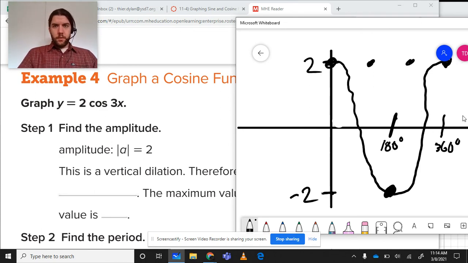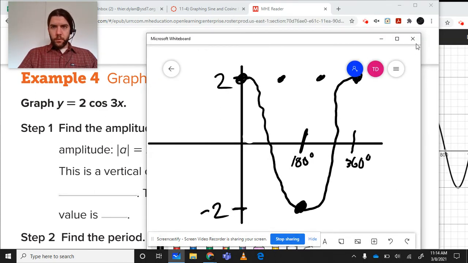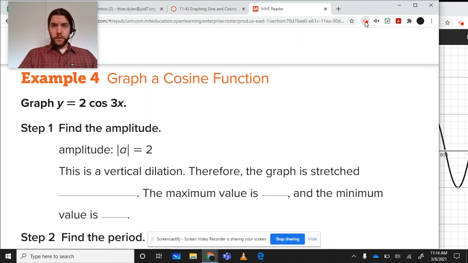Okay, so that is how we would go through and graph a cosine function, for example, number 4.